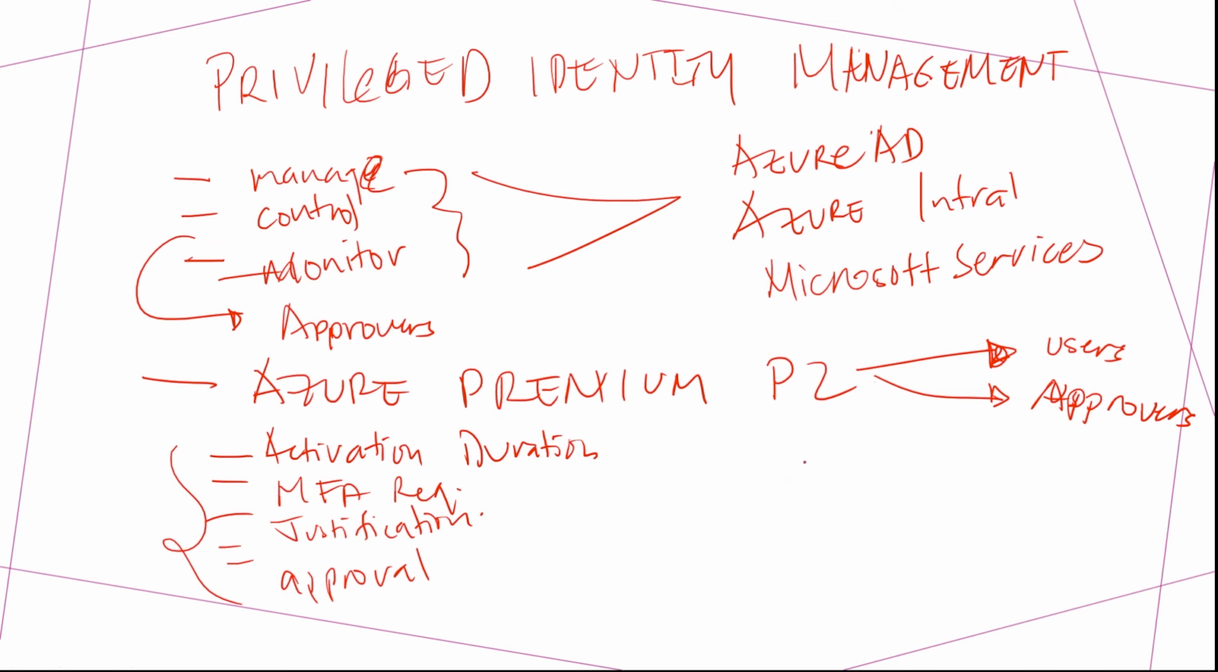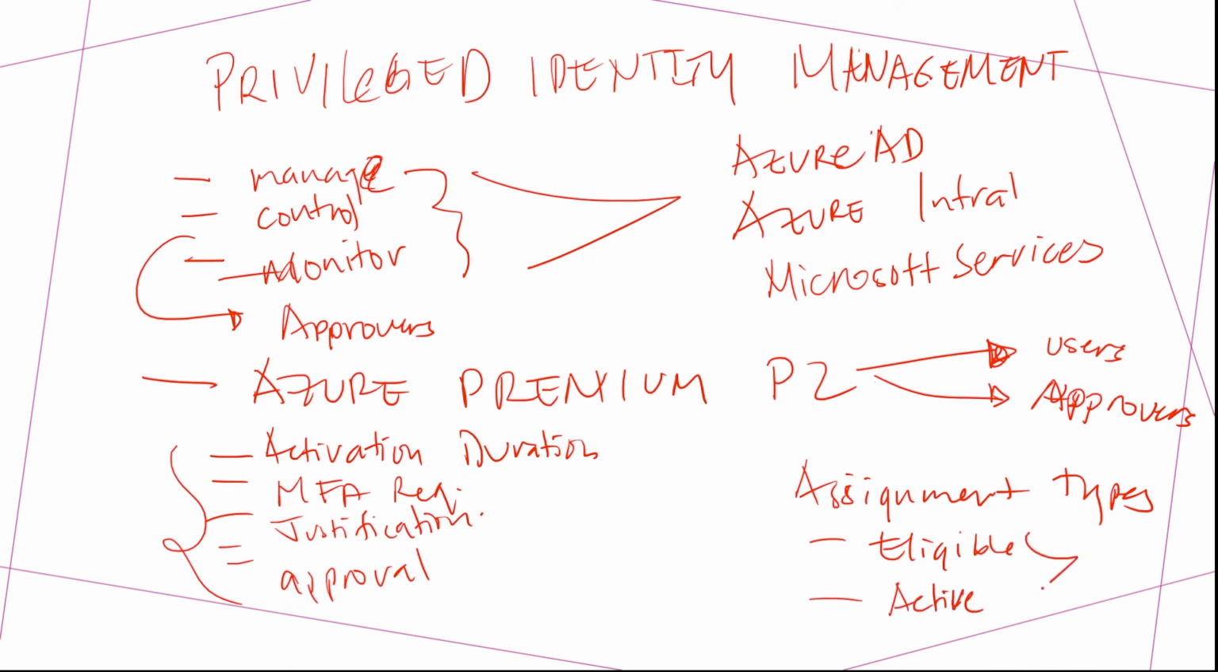Also the assignment types. You have these two: eligible and active, and both of them could be permanent or expire. So you can set an expiration date, or for eligibility you can set a duration date for that eligibility, or permanent. So that's how you could actually manage and control and then monitor through notifications.